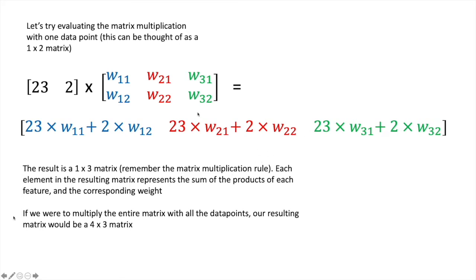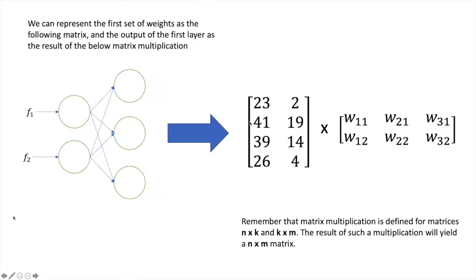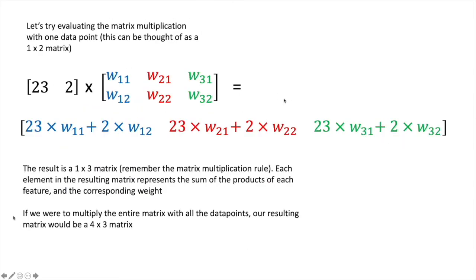Now, it's important to remember the only reason we get one row here and not 4 is because we've only used the first sample in our data set. We had 4 data points here, and just for intuition, had we used all 4 data points, we would have a 4 by 3 matrix. So we'd have 4 rows for which each column would represent the values of the neuron for that specific feature.